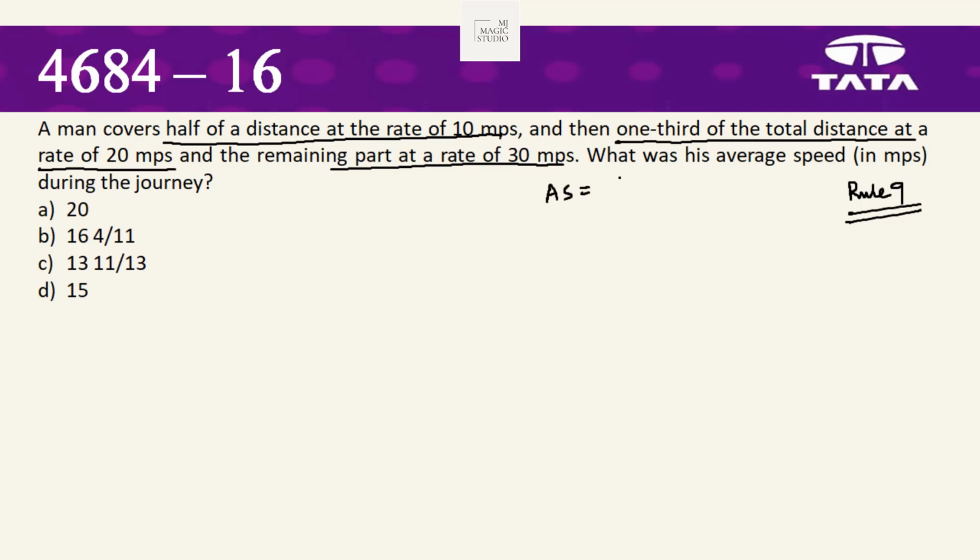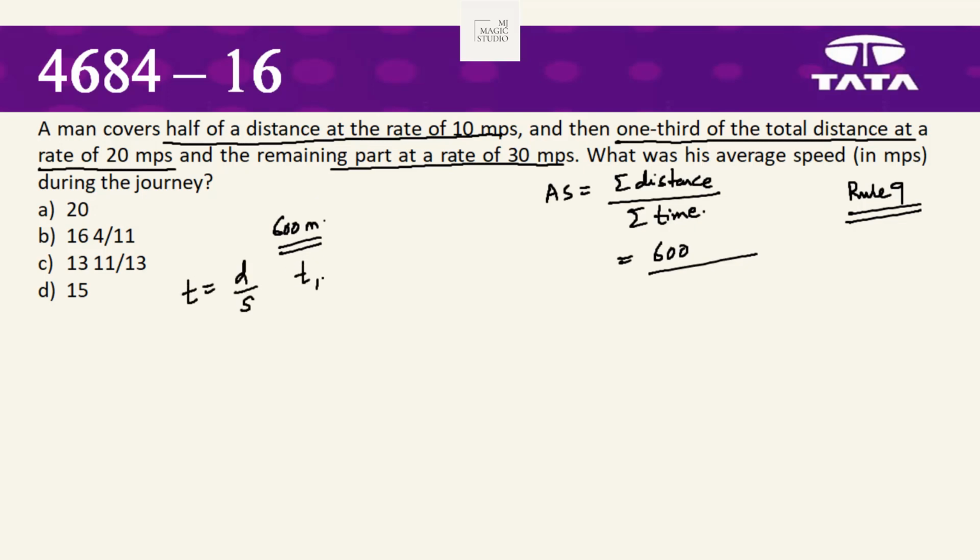Meter per second. Average speed is total distance traveled divided by total time taken. Now here distance is not known. Let us assume, for half, 2 and 3, the LCM is 6, so 600. Let it be 600 meters, the total distance. Now, time taken for half of the distance. Time formula is distance by speed. So T1 is half the distance, that is 300, divided by 10. Time taken here would be 30 seconds.